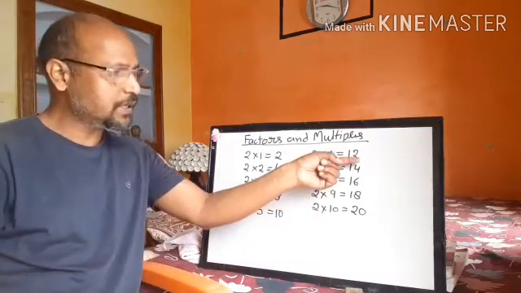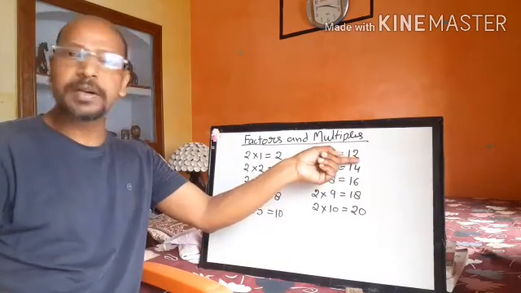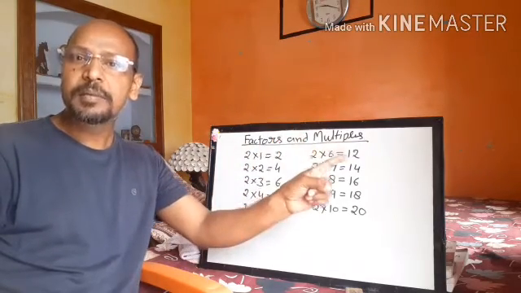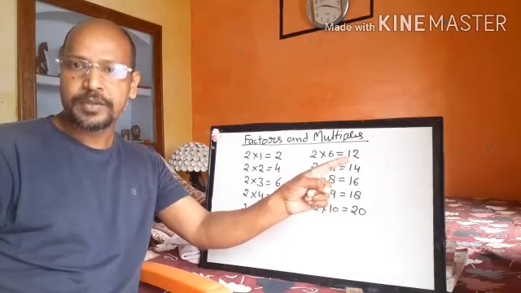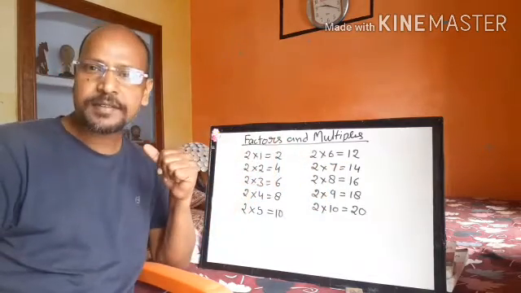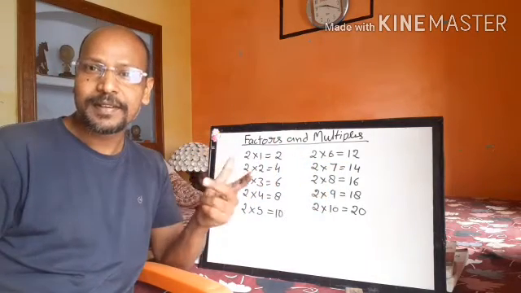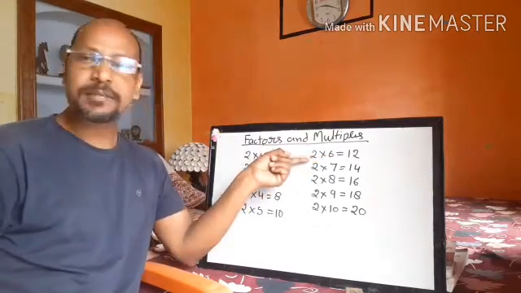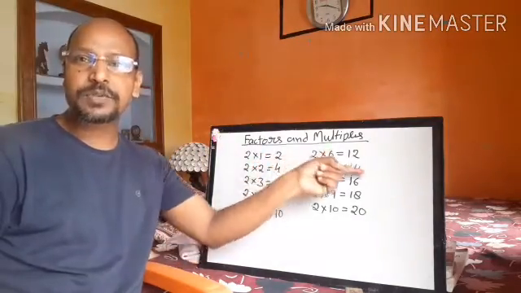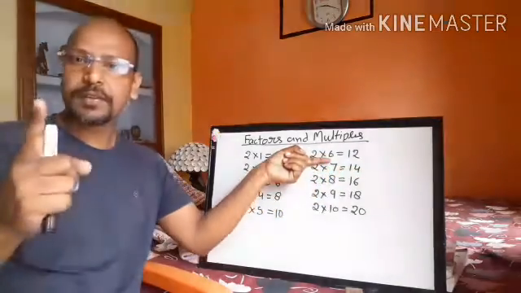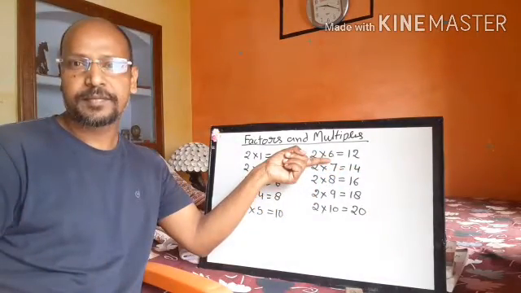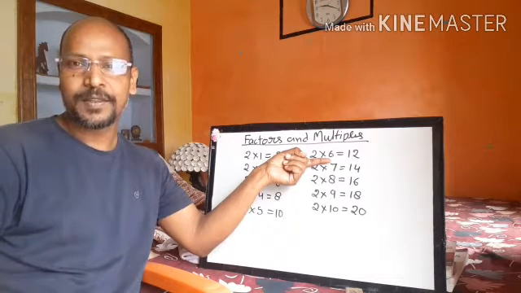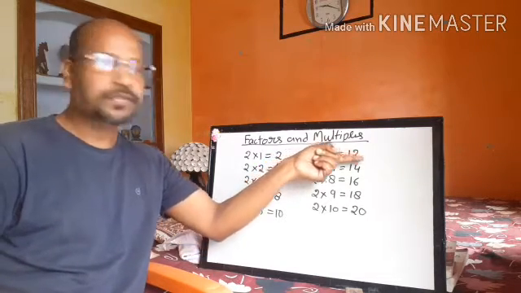So here in this example you can see 12 is the multiple of 2 and 6. So 12 is a multiple. So what are 2 and 6 called? Yes. These numbers whose product is 12 are known as the factors of 12. So 2 and 6 are the factors of 12.